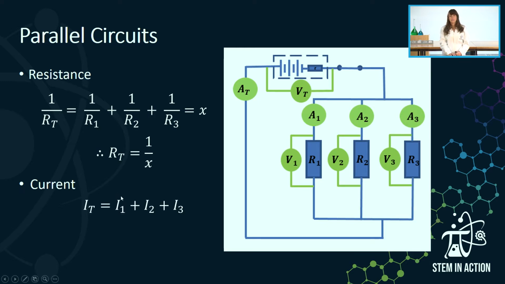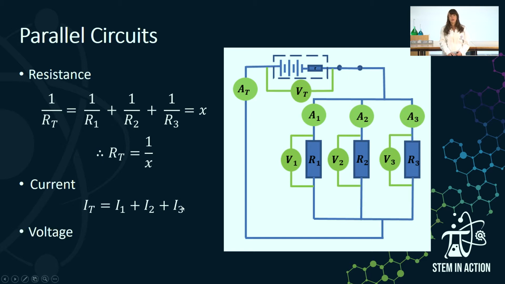Current is split in a parallel circuit. So that means current comes from the battery, so you've got your electrons flowing out and they get to this point over here and they can choose where to go. So some of the charges will flow through resistor 1, some will flow through resistor 2, and some will flow through resistor 3. And so if we take those 3 current readings, the reading on A1, A2, and A3, they will add up to the total current, which all goes back through the battery. And so over here we have I total is equal to I1 plus I2 plus I3.